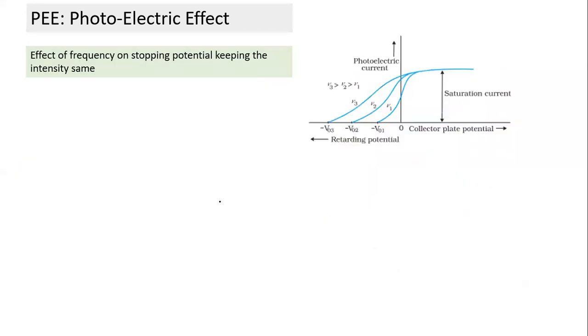In the previous case, we didn't change the frequency. Then the natural question came: what happens if we change the frequency without changing the plate? Now, the effect of frequency on stopping potential, keeping the intensity the same. In the previous case it was done only with yellow color, but we can change to different frequencies. We can use violet color, we can even use ultraviolet, which will have even higher frequency than violet.